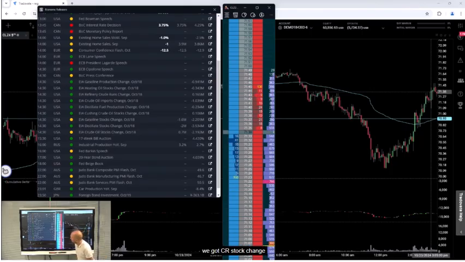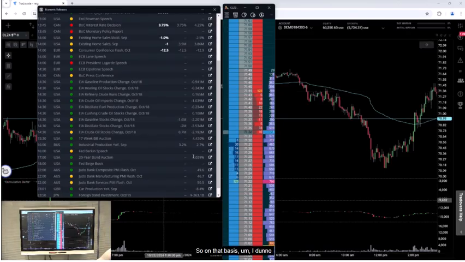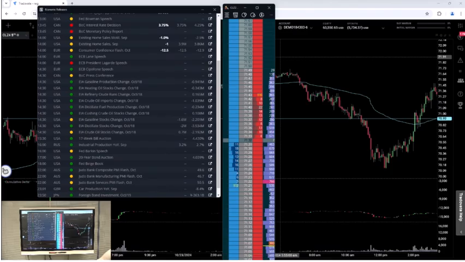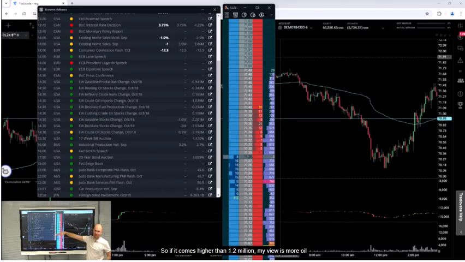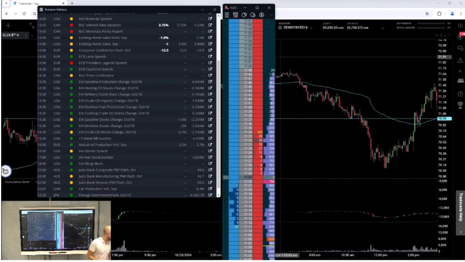What have we got? Crude stock exchange, 0.7 million expected. So that's your expectation. I don't know what the API numbers were yesterday, so we'll talk about these things a bit more next time. 1.6 yesterday on the API, i.e. 1.6 higher. So I'd actually look at that number and effectively in my mind say that's about 1.2. So if it comes higher than 1.2 million, my view is more oil, down, lower; less oil, up. Negative's probably what you really want.